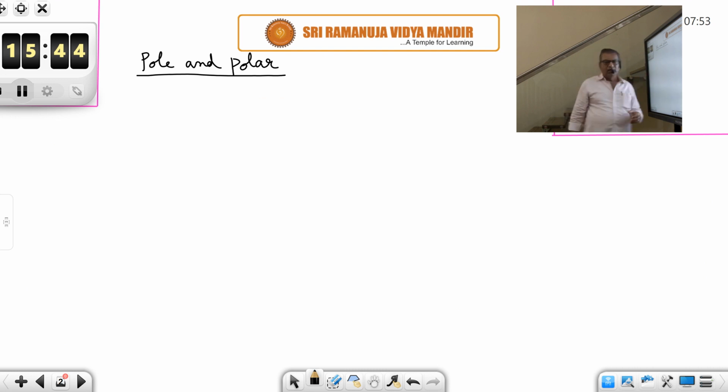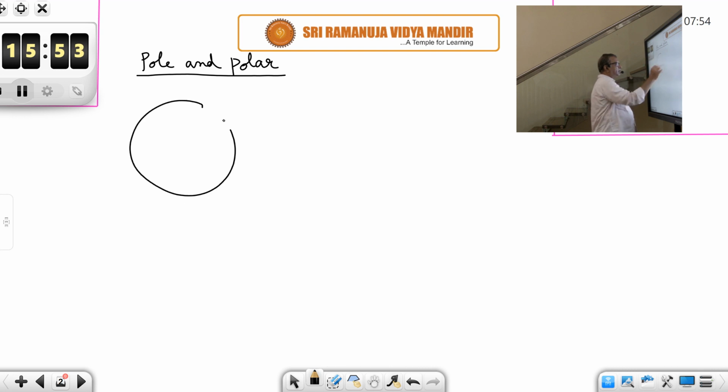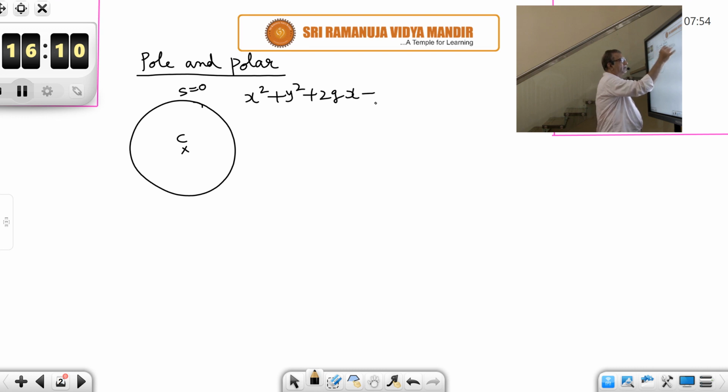Now let us see why the center has no polar. Except center, every point has polar, I told you. Why the center has no polar? Because of this. Suppose this is the center of the circle. S is equal to 0. Center of course is (-g, -f). I want to find the polar. What should you do? S equal to 0 means x square plus y square plus 2gx plus 2fy plus c is equal to 0. Okay. Center is (-g, -f).